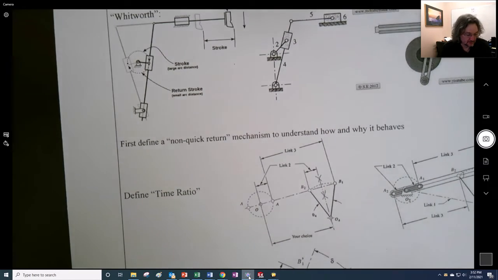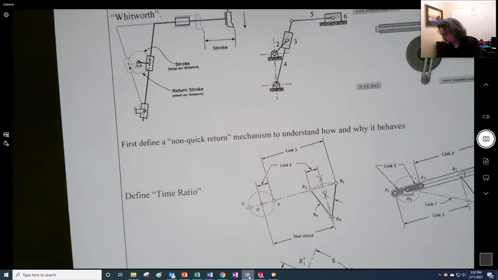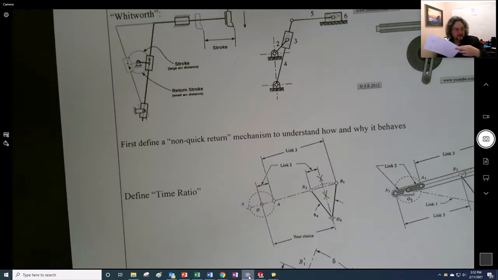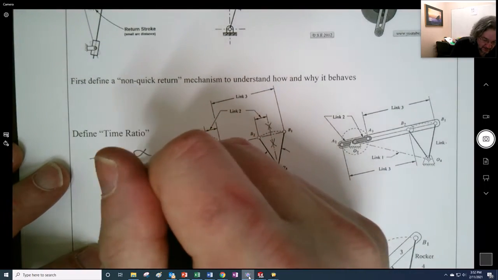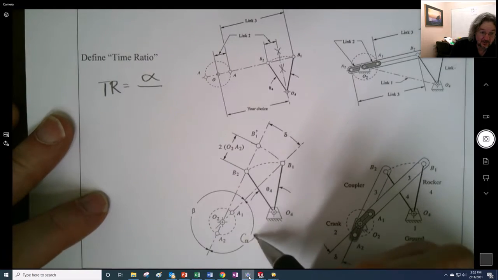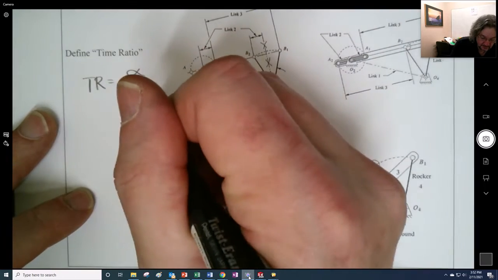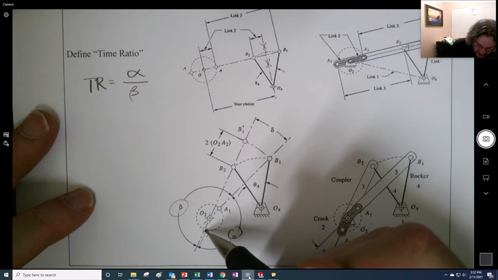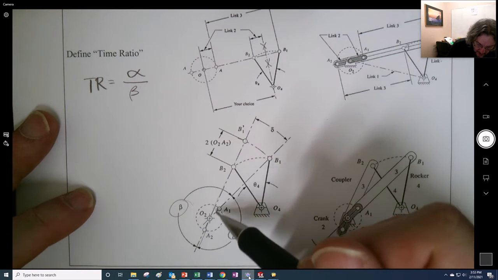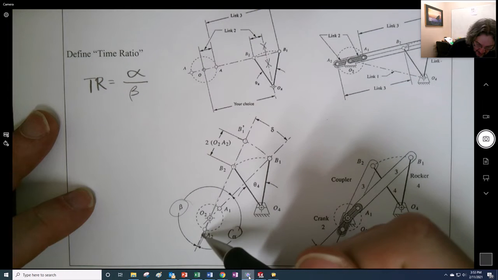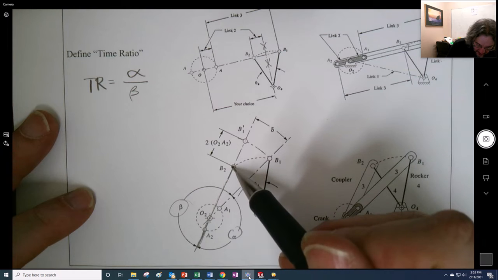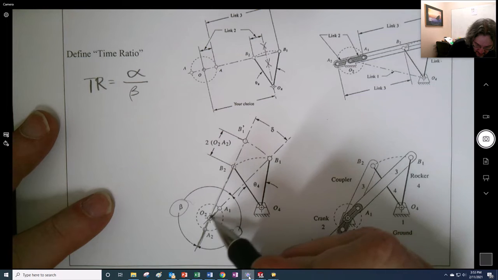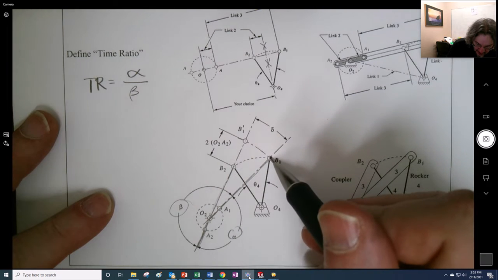So the time ratio is going to be, we'll write that down as TR, and it equals a ratio of this angle alpha to this angle beta. And if you look closely at what they are, this is when this thing aligns with, okay, so this is the crank overlaid with the coupler right here and getting into this position versus the crank and the coupler in line with each other into that position.